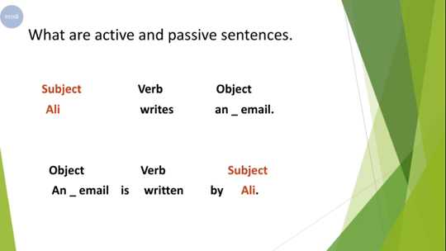So, Ali writes an email. Ali is one who is performing the action. So, this is your subject and this is a sentence of active voice. In other words, you can also say that in active sentences, we put much emphasis on the subject. जो active जुमले होते हैं उनमें हम ज़्यादा जो फोकस है वो subject पर देते हैं.